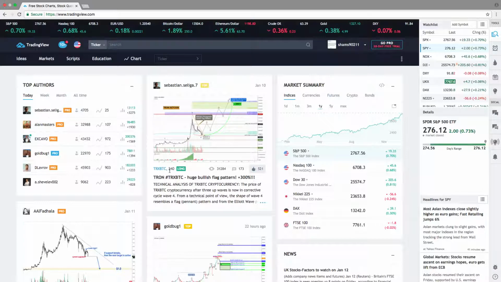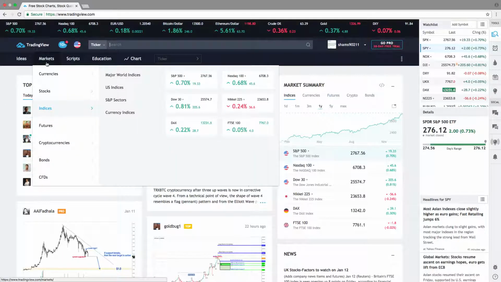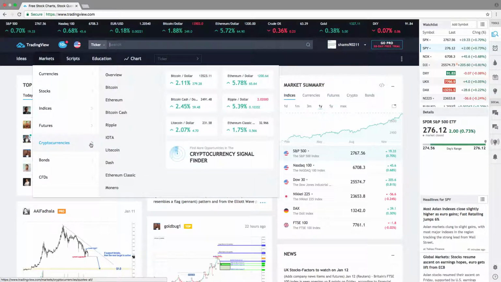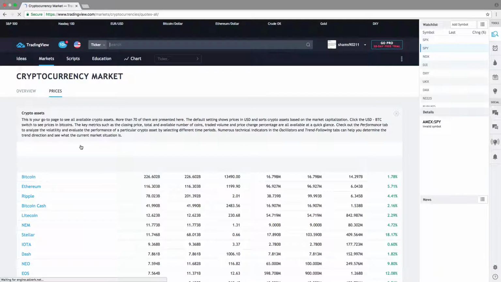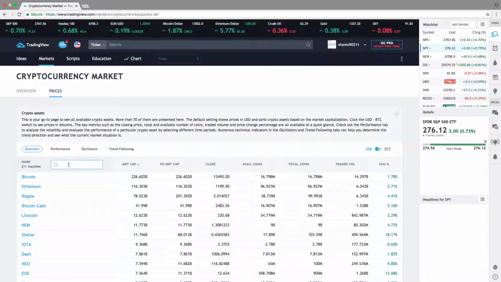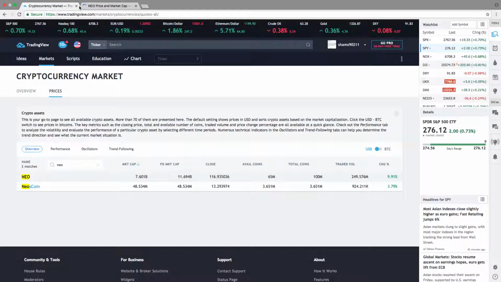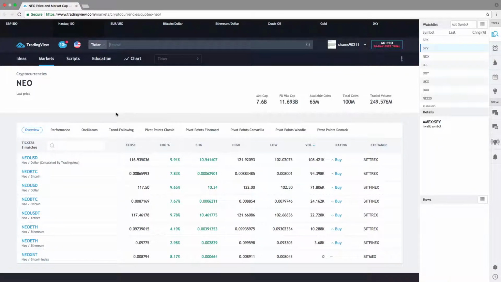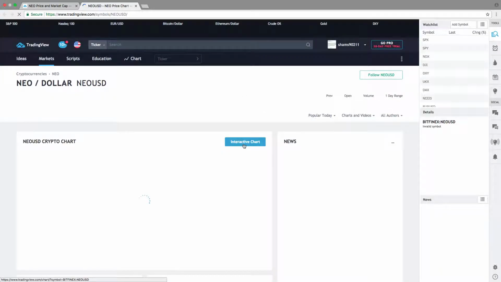So in order to view Bollinger Bands, one of my favorite websites is tradingview.com. You go to tradingview.com, you go to markets, cryptocurrencies, you click here, and as an example, today we'll pick one of my favorite cryptocurrencies, NEO. So we select NEO. Close this now. NEO to USD. And then we'll look at the interactive chart.